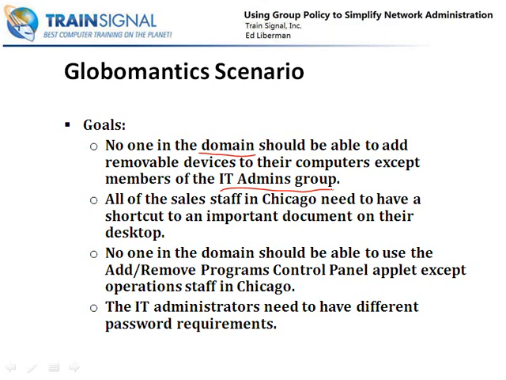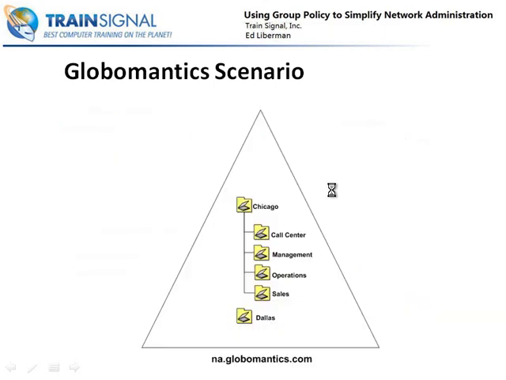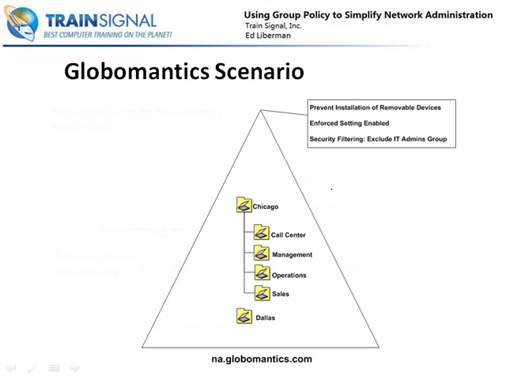Well, we can do this with security filtering. Right? We can go ahead and take the IT admins group and deny the apply group policy permission on this particular GPO. So here is an example of our domain, and here's the OU structure. And here we're saying prevent the installation of removable devices, right? We have a GPO that's going to do that.